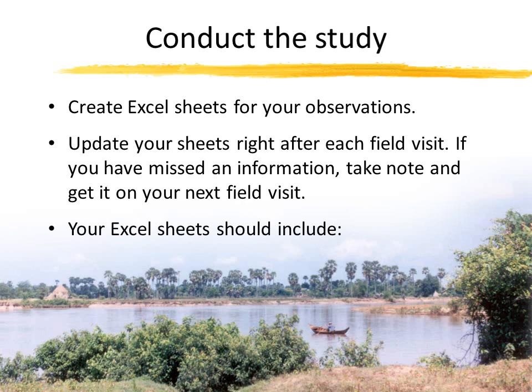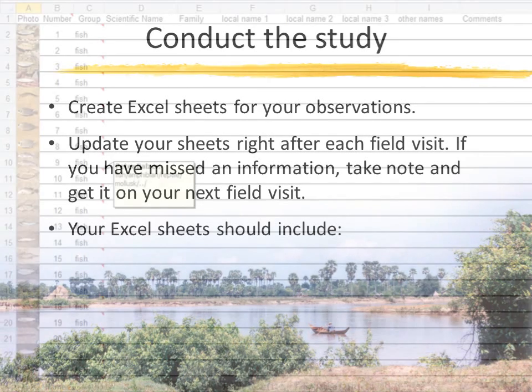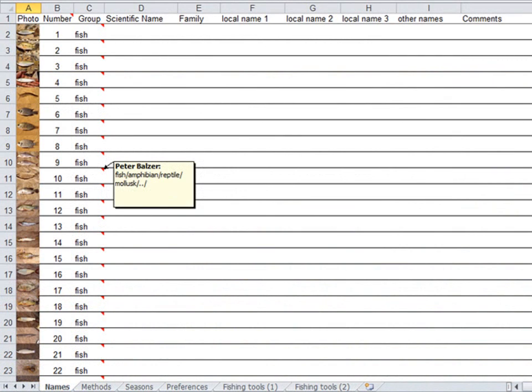To give you an idea what your Excel sheets should include. At first, and very basic, a list of species and their various names. Try to identify the species from the picture you took to get a scientific name and collect the local names. Assign the species to groups such as fish, amphibians, reptiles, mollusks. Each species gets a reference number.